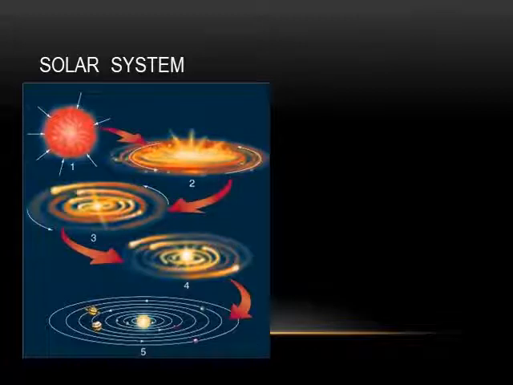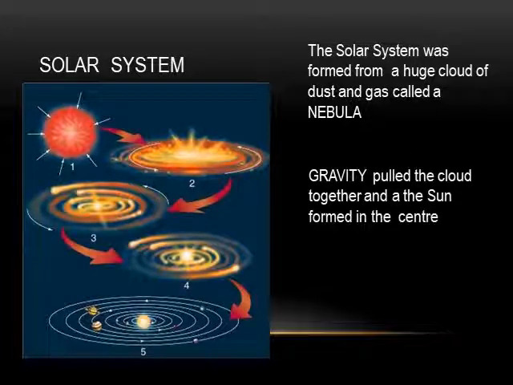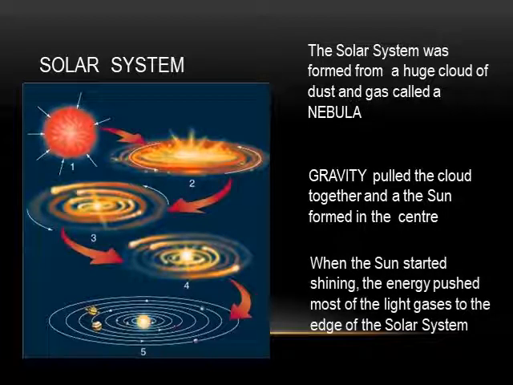Our solar system, just like any other solar system, was formed from a big cloud of dust and gas called a nebula, and the force of gravity pulls that cloud inwards, pulls it in tighter and tighter, and the sun forms at the center of that cloud of gas as it's pulled together. When the sun started shining, the energy from that pushed a lot of the lighter gassy material in the cloud out to the edge of the solar system and left behind all the heavier, rockier stuff closer to the sun.